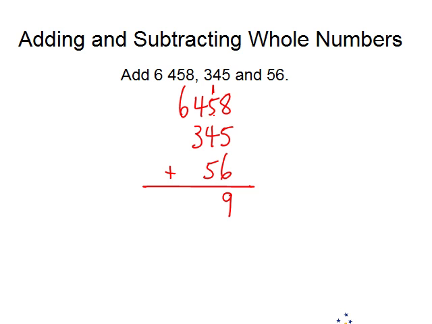Okay, 5 and 1 is 6 and 4 is 10 and 5 is 15. Put the 5 down. The 10, which is really 10 lots of 10, makes 100, so we carry over 100. 4, 5, 6, 7, 8, and 6. So our answer is 6,858.